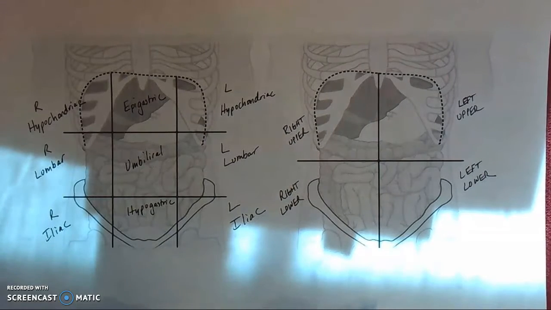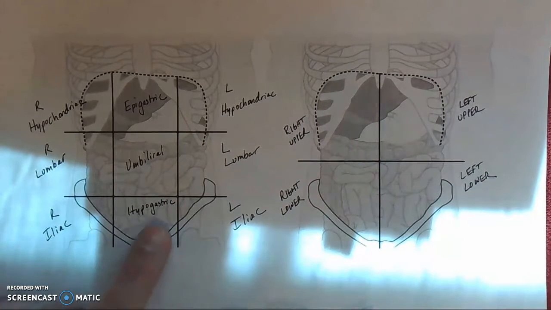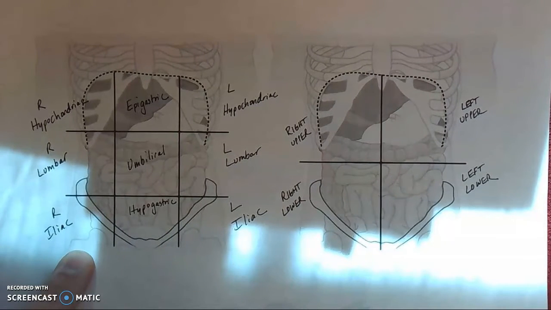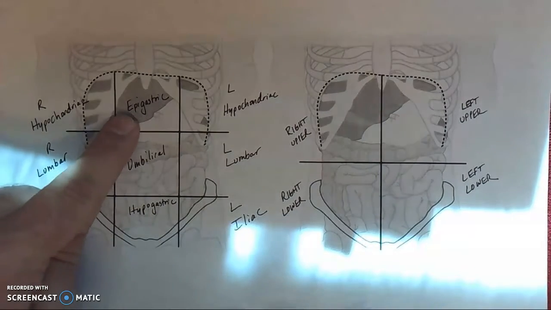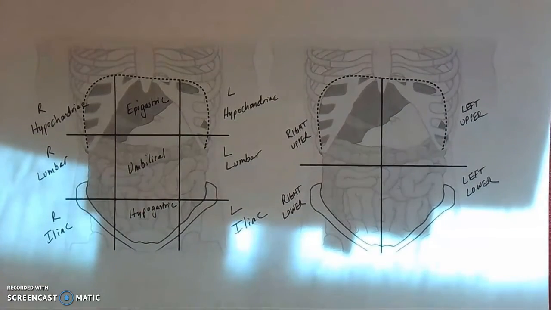So different things that we find. The hypogastric contains the rectum and the bladder. The right iliac is going to probably contain the appendix. The gallbladder, epigastric. So if they refer to epigastric pain, that's what they're referring to, that region. So when a doctor is examining you and pressing on different parts of your abdomen, they're seeing if you have any pain in these regions.